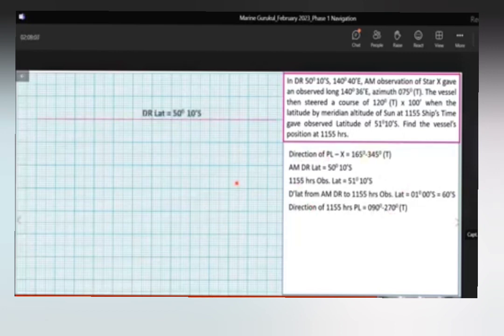Here we have the DR lat 50 degrees 10 minutes south. We have the observed long 140 degrees 36 minutes east.